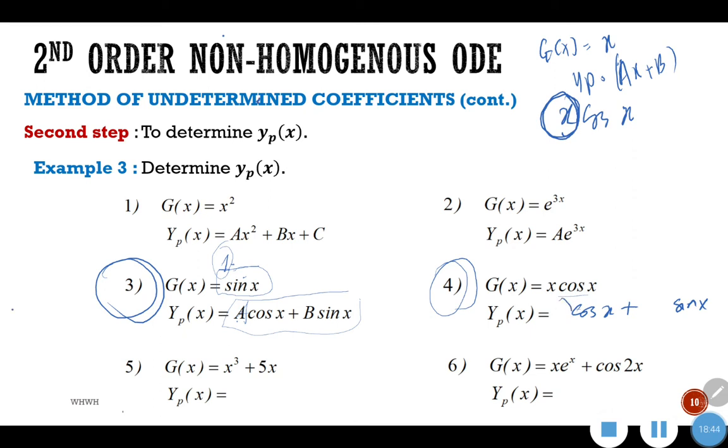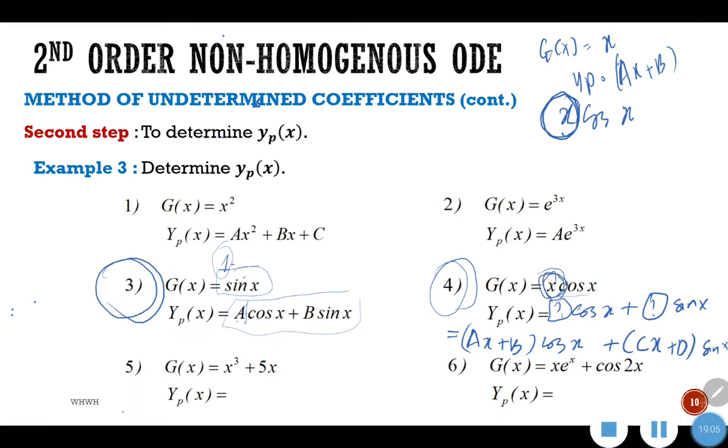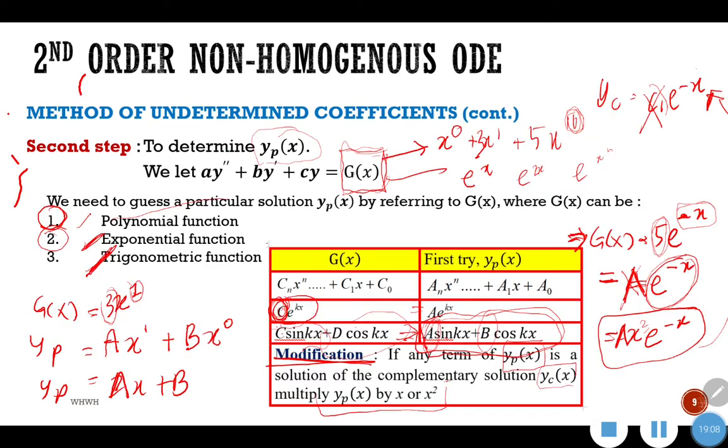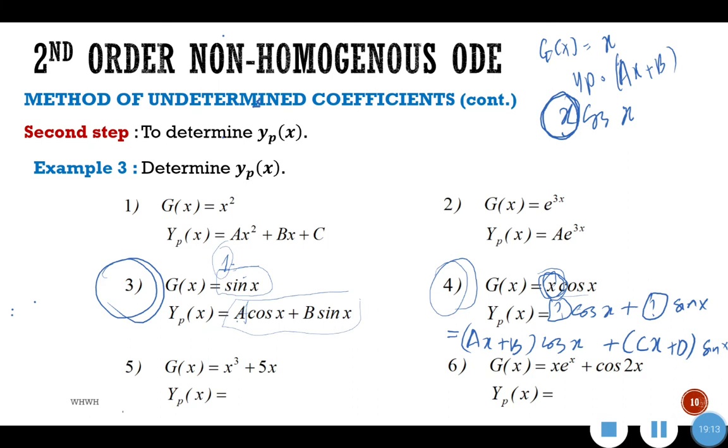Its solution is something here plus something here. Then the correct solution is going to be (ax plus b) times cos x plus (cx plus d) times sin x. Okay, understand? Because in front of this cos x is not 1 but x. So if you regard x as your gx, you get yp equals ax plus b. Alright.